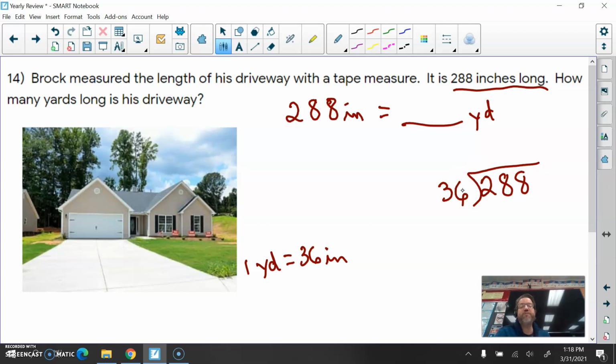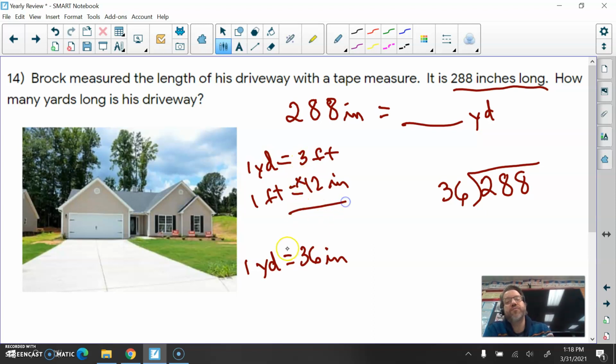You'll be done. But what if you didn't know that 1 yard was 36 inches? Hopefully you know that 1 yard is equal to 3 feet, right? There are 3 feet in a yard. And I bet you know that 1 foot is 12 inches, right? So if you have 3 feet in a yard and each foot is 12 inches, then you have 12 times 3, which is 36 inches in a yard. So you can kind of walk your way up to that conversion by doing that right there.